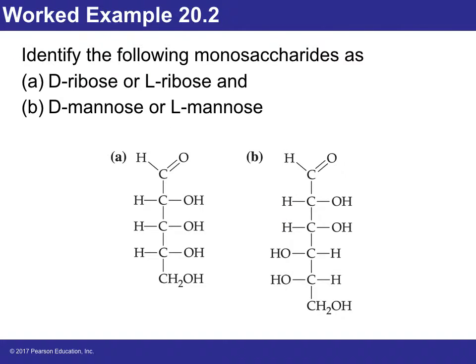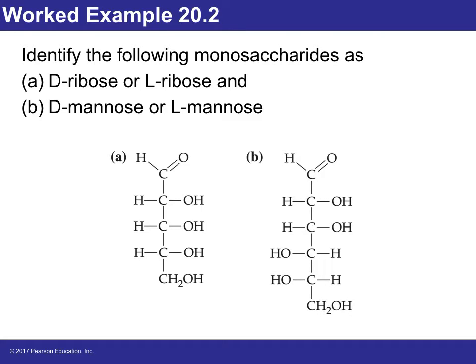This is a worked example. I would like you to work on that. Identify the following monosaccharides as either D or L ribose for A, or D or L mannose. So how do you do this? Well, you need to check the location of the OH group on the chiral carbon atom farthest from the carbonyl group. So this is here, the one that is right above the bottom one.